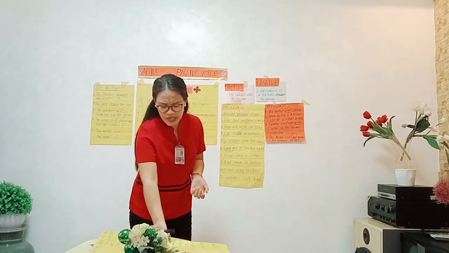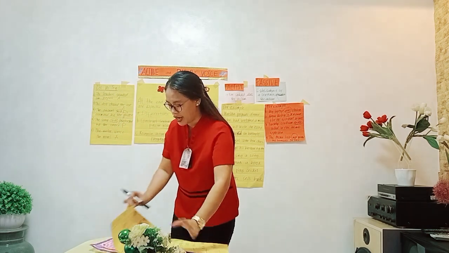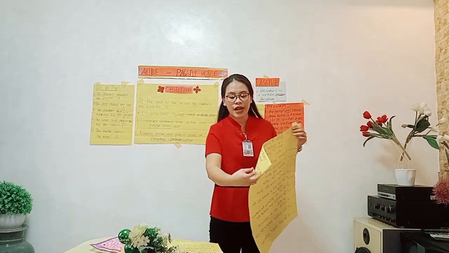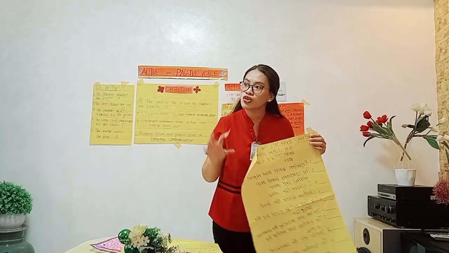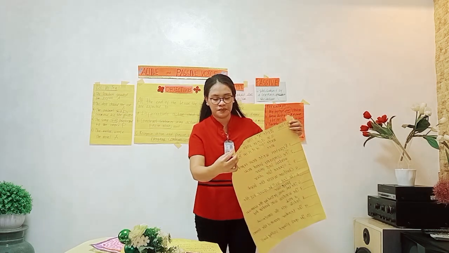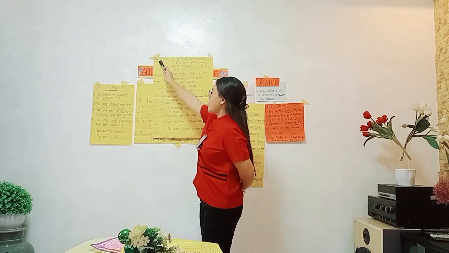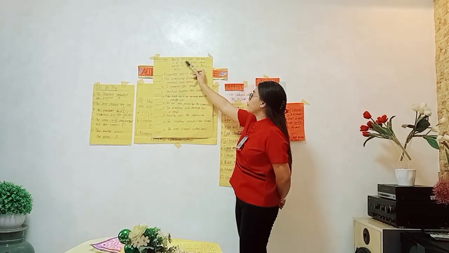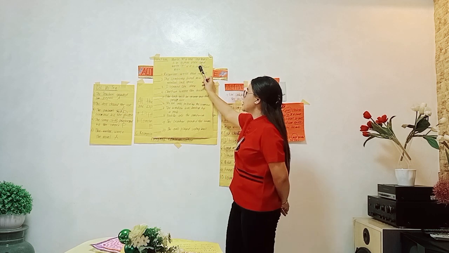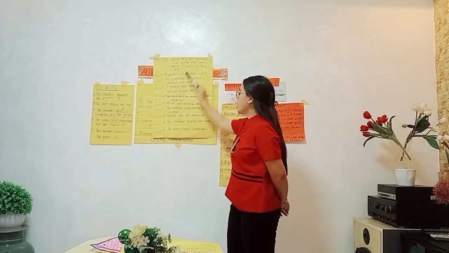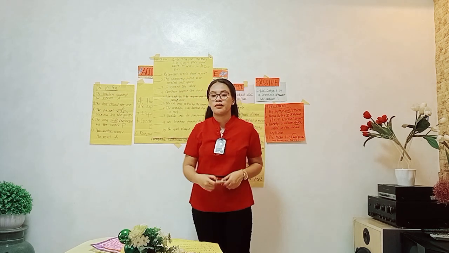So, if there's none, class, I will give you a quiz today. Please get 1/2 crosswise, class. Then I will give you, I think, 3 minutes to answer this one. I will read the direction, class. Directions. Write A if the sentence is in active voice, and write P if it is in passive voice. Okay, 1 to 10 only, class. So I will give you 3 minutes to answer.